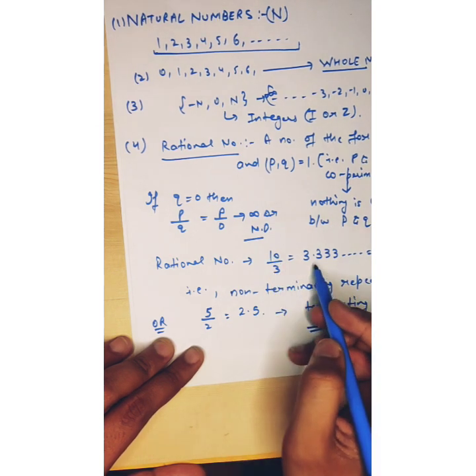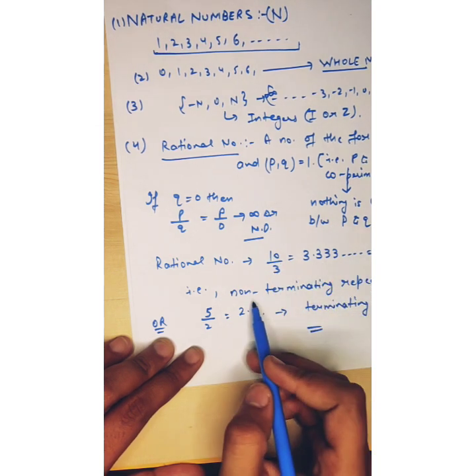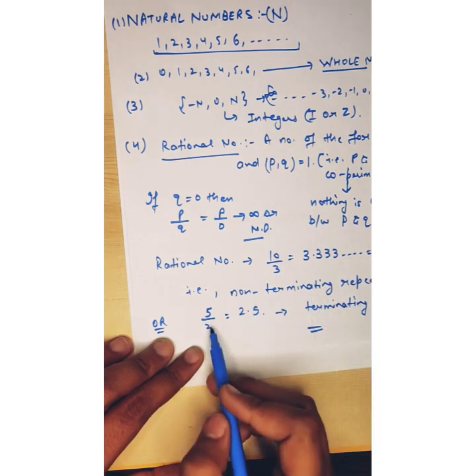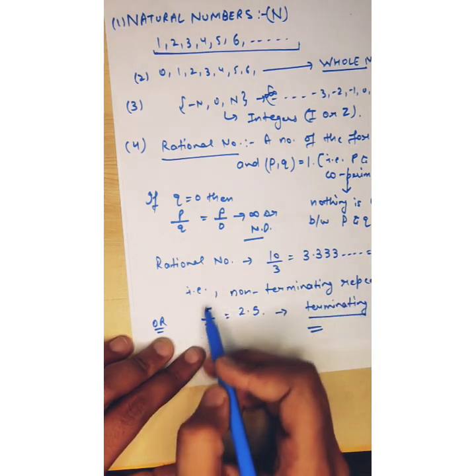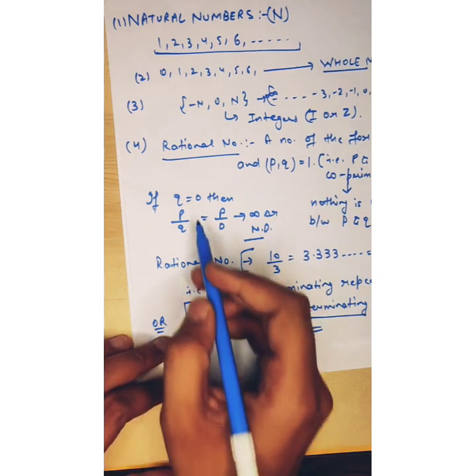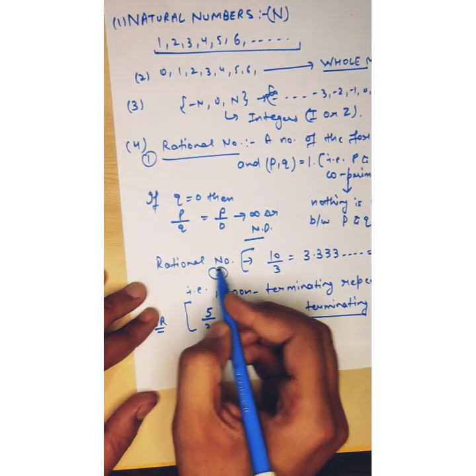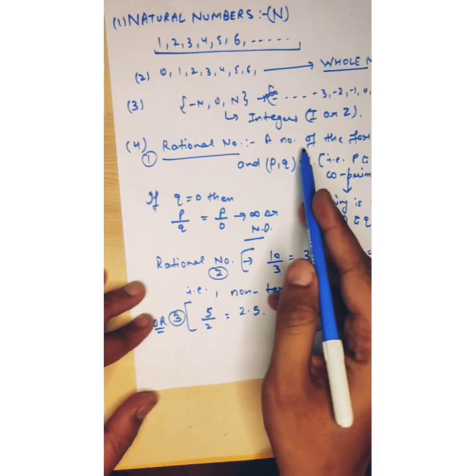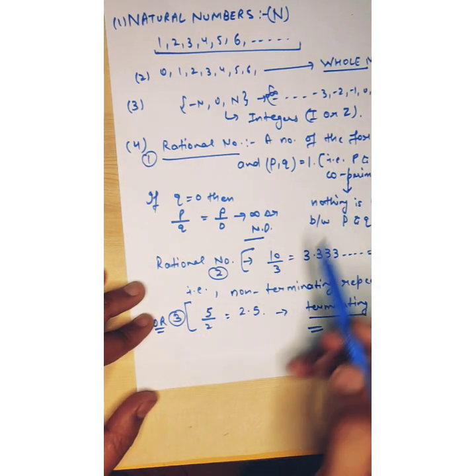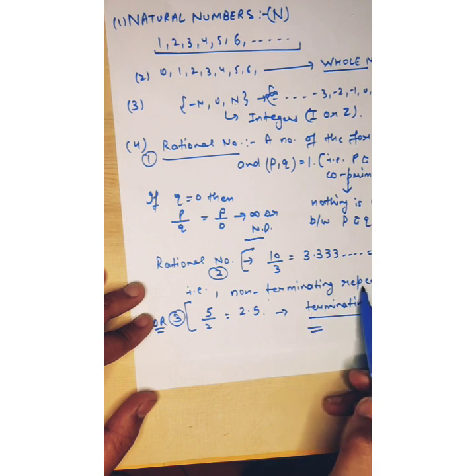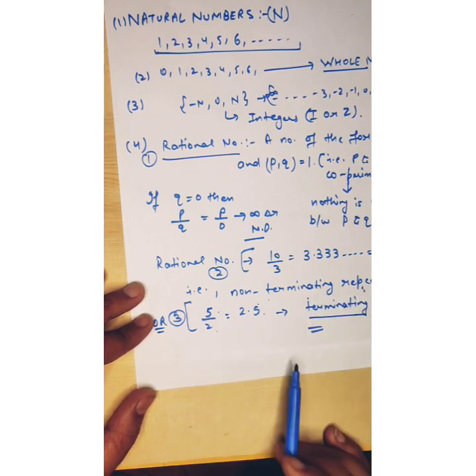So if we have these two kinds of decimal expansion, then these numbers are also called rational numbers. That is 10 upon 3, a decimal expansion which is non-terminating repeating, or a decimal expansion which is terminating. Both of these decimal expansions are also known as rational numbers. So a rational number can be categorized in 3 ways: in the form of a ratio, in the form of a non-terminating repeating, or in the form of a terminating decimal expansion.